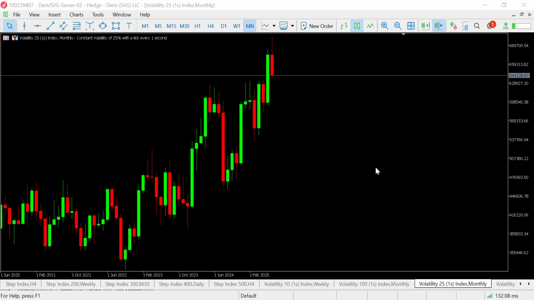So strictly I use a pure price action trading strategy, and as you can see on my chart, you have nothing on it, no indicator whatsoever. So without wasting much time, let's get into it.